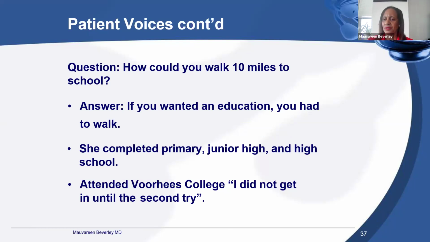We can't even go 5 blocks without calling an Uber. And I'll never forget her answer and the body language and her tone change. If you wanted an education, you had to walk. It was almost like, what part of this don't you get, stupid? You know? She completed her primary education in high school, attended Voorhees College, and this is almost 60 years later. It's a 2-year black college in South Carolina. And she was still upset with herself. I did not get into my second trial.